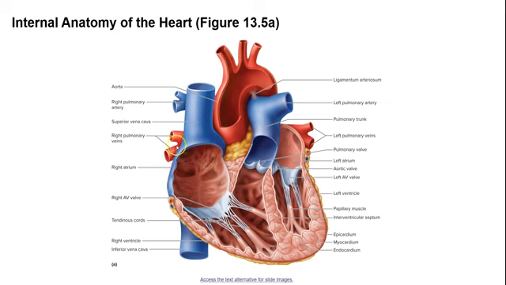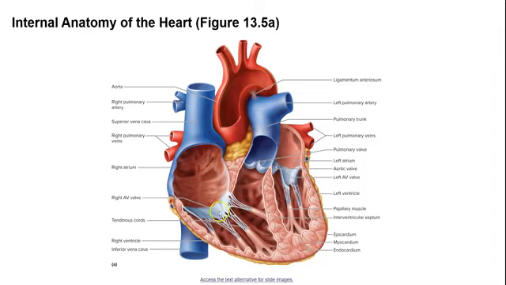All that oxygen-poor blood again comes into the right atrium, then down into the right ventricle, into the pulmonary trunk, which branches into the right and left pulmonary arteries. That blood then travels to the lungs, picks up oxygen, drops off carbon dioxide, and then comes back into the left atrium through the 4 pulmonary veins and starts that whole cycle over again.